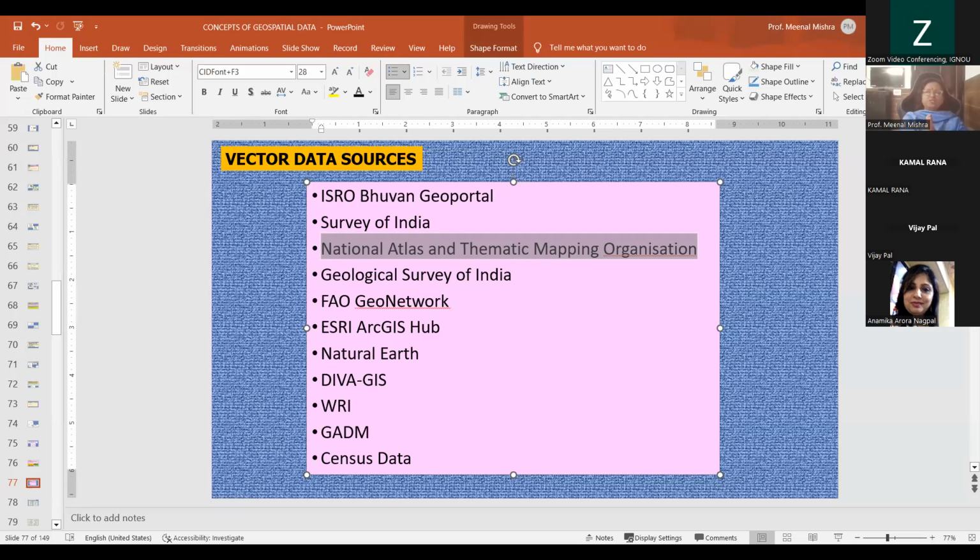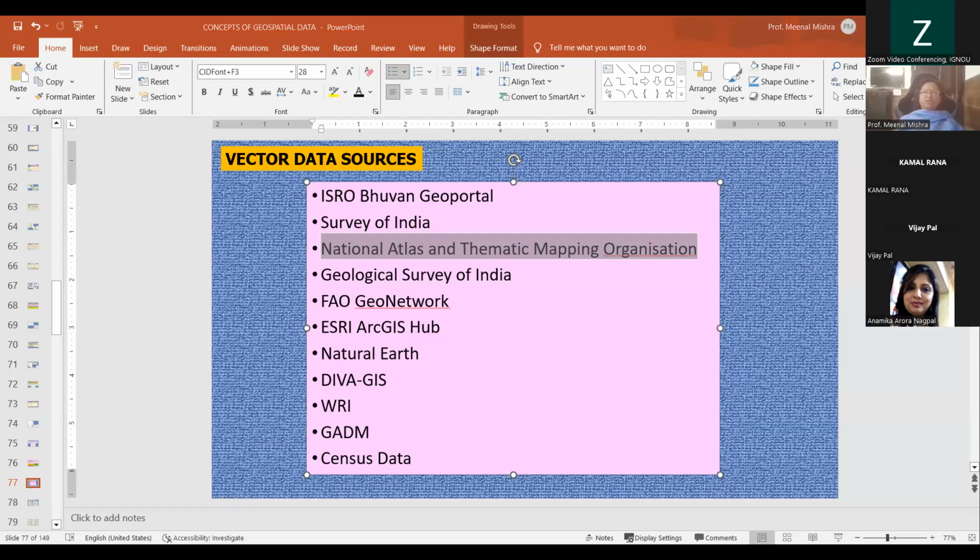And this also comes under the Ministry of Science and Technology. If you are based in Delhi, whenever you go to the Department of Science and Technology, which is situated on New Mehrauli Road, as you enter the gate, you have the NATMO office, wherein you can get these NATMO maps, like resource maps and many other kinds of data which you require. You can get hard copies and soft copies at a very nominal payment.